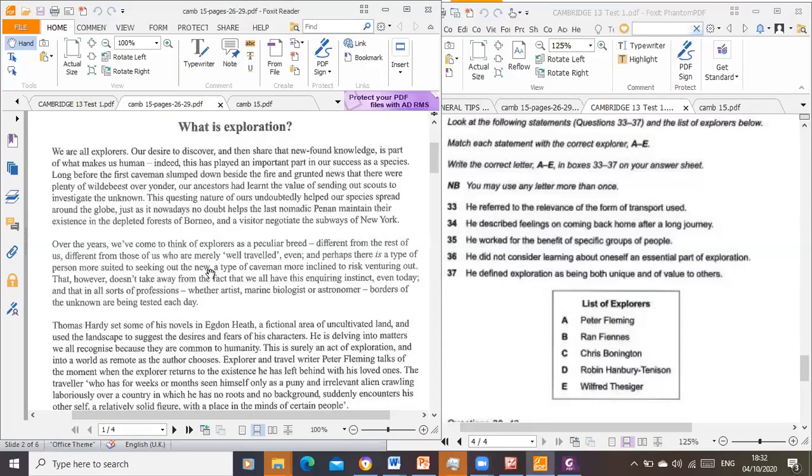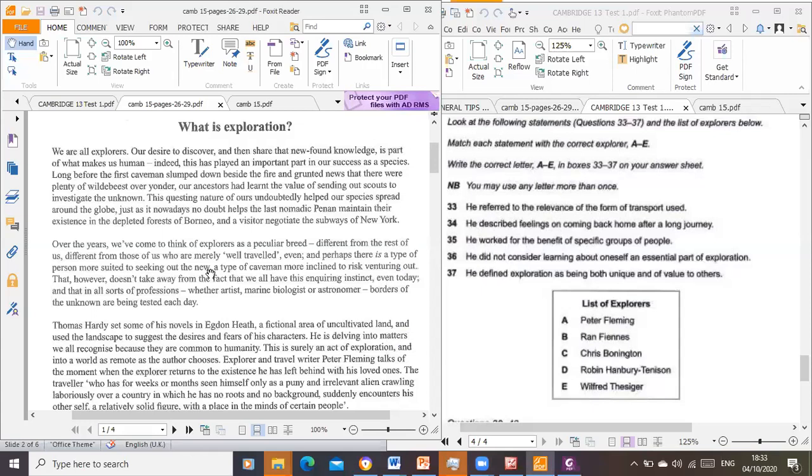All right. By now, you should be able to see Cambridge IELTS 15, Test 1, Passage 3, talking about what is exploration. And on the right side are the list of questions. It is not that clear, but please bear with me. The instruction says, look at the following statements, questions 33 to 37, and the list of explorers below. Match each statement with the correct explorer, so letter A to E.